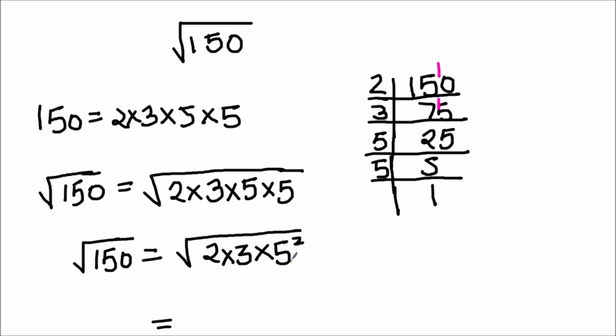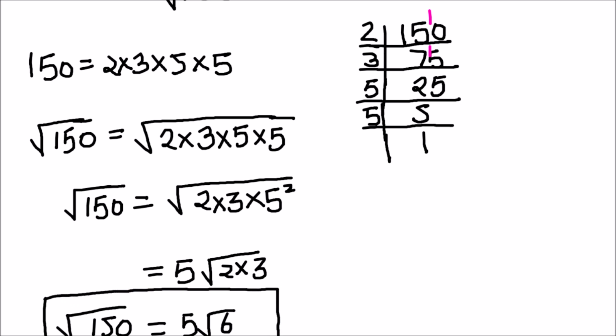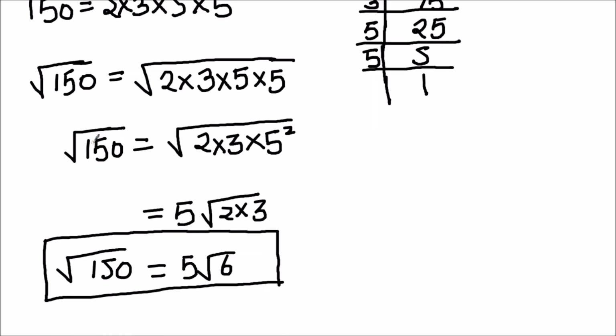And as there is a square under the square root sign, this 5 square gets cancelled with the square root sign and this 5 gets out of the square root sign. So this is 5 times square root of 2 times 3, which equals 5 root of 6. The square root of 150 is 5 times square root of 6. This is how we find the square root of non-perfect square numbers.